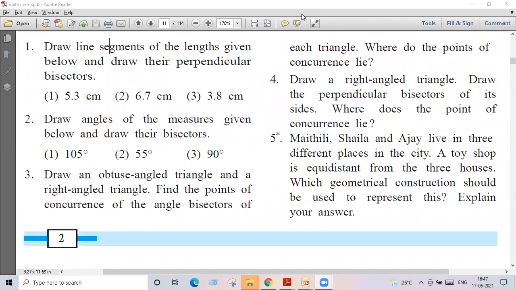Okay, guys. So the last question of your practice set 1.1, I think. Maithili, Shaila, and Ajay live in 3 different places in the city. A toy shop is equidistant from the three houses. Which geometrical construction should be used? So we will all get to know here. Maithili lives here, Shaila is here, and Ajay lives here. Getting? So, they are at these three places, so what do we have to do?